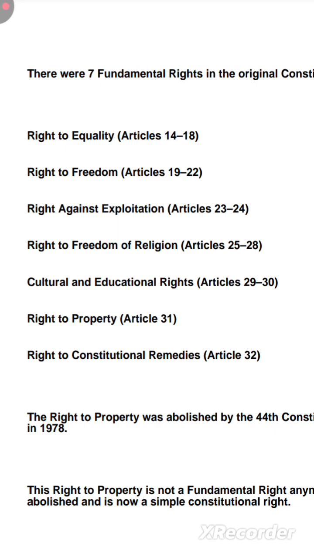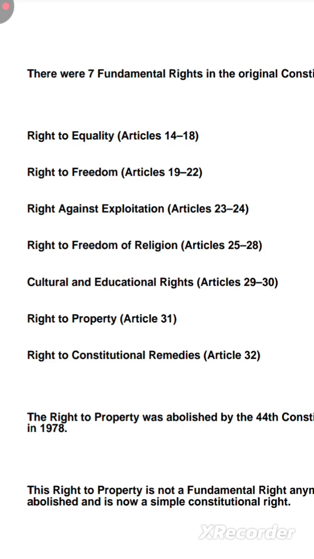This is a right which has been borrowed from the US. The United States borrowed the Bill of Rights from the Magna Carta. In my next class, I will explain Magna Carta to you in detail.